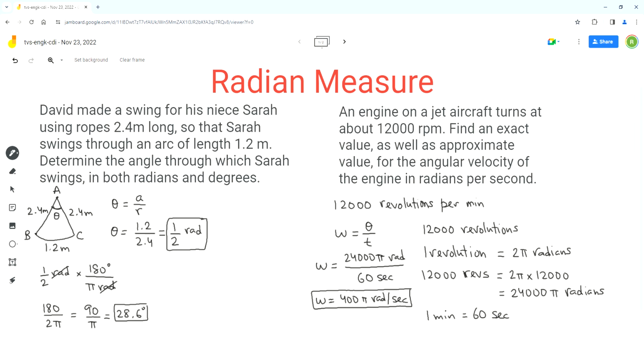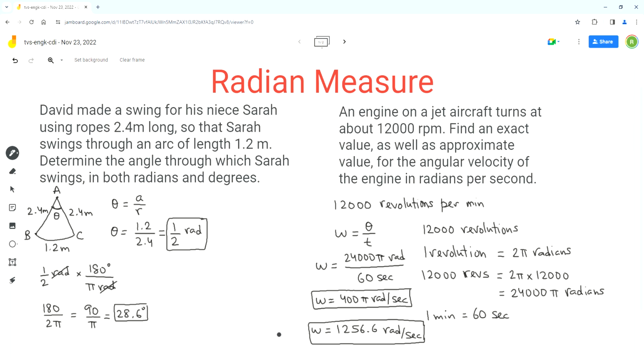Now to find the approximate value, we should use the value of pi and multiply by 400. So we do 400 times pi, which is equal to, so I got W equals 1256.6. So I'm rounding the answer to 1 decimal place. So this should be the approximate value for the angular velocity of this engine. So this should be the final answer for the approximate value.